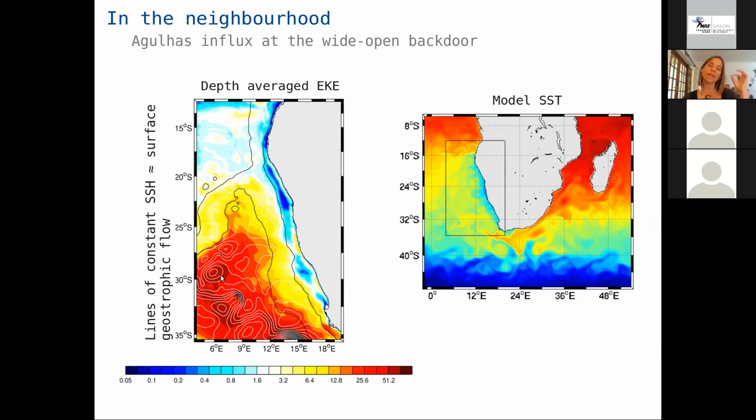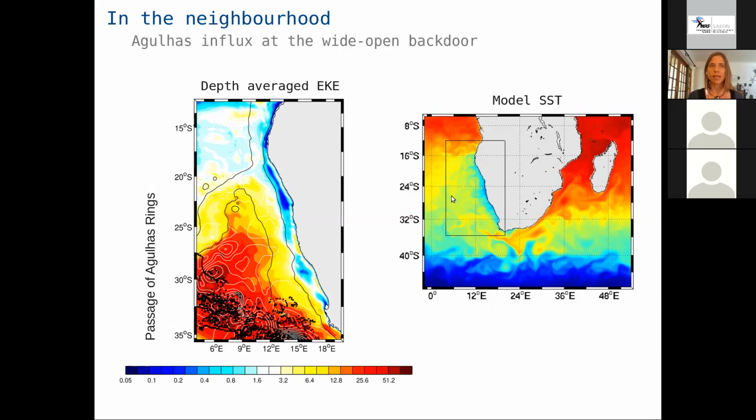Okay, so my next question was, well, how is this related to the passage of Agulhas rings? Remember I spoke about those Agulhas rings that are shed at the Agulhas retroflexion, and they move upward into the South Atlantic Ocean. Well, if I add all the paths of all Agulhas rings that have passed this area in the model for the past few years, that path is exactly in the same place as that meandering Benguela current and the region of very high kinetic energy.